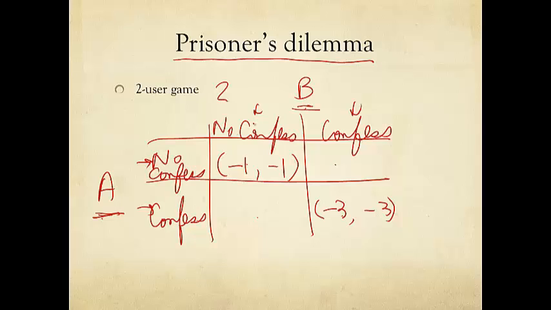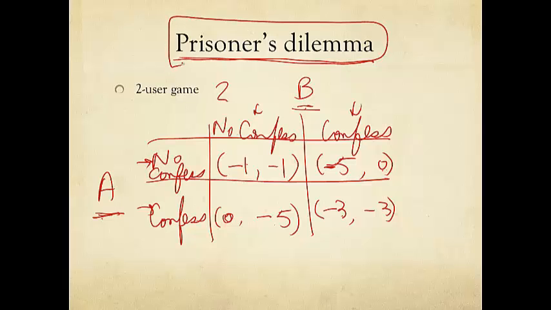Whereas if one confesses but the other does not, then the one that confesses will be rewarded and walk away free for cooperating with the investigation, and the other one will be left with the most severe penalty of, say, 5 years in prison. And this is a symmetric game, so we also have this cell filled out exactly like this one. If B confessed, then she walks away with 0 years, and if A does not confess, then she will be getting 5 years.